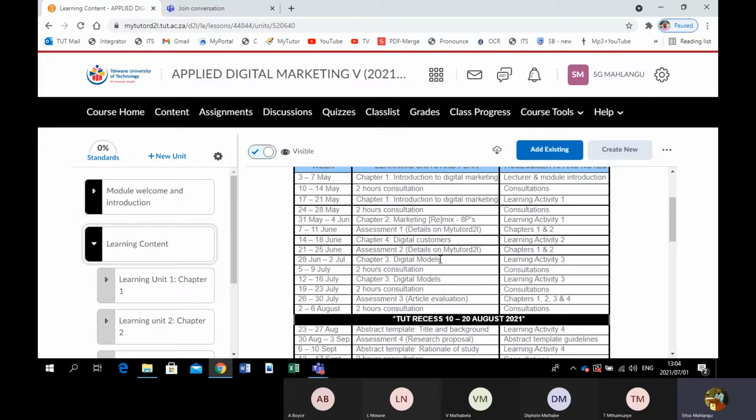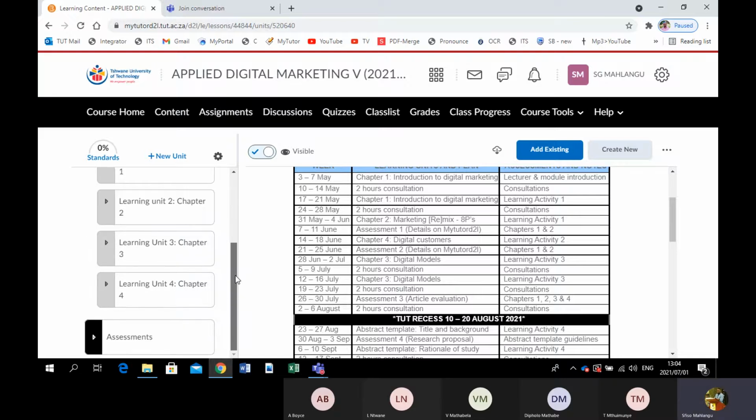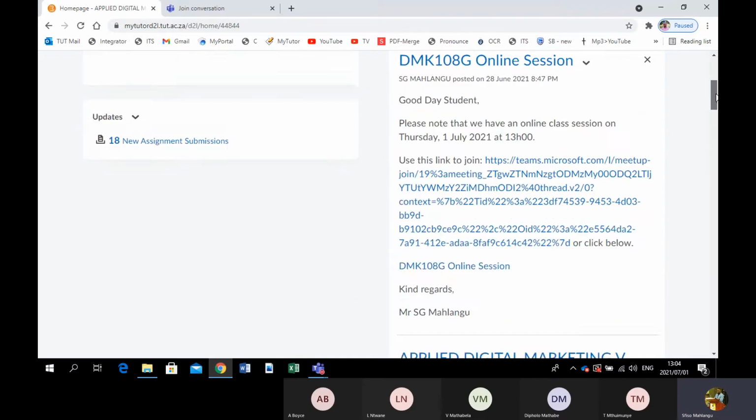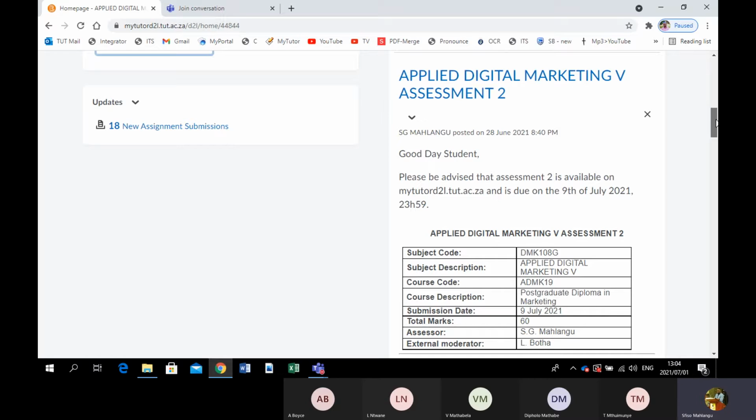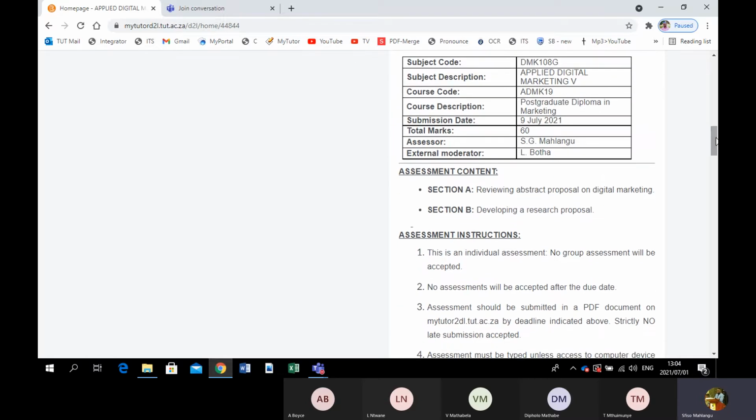Today we're just going to talk a little bit about that assessment, and if you have any questions regarding it, then we can clarify that. So if you go to the home page, the easy way to get the assessment, it's right here under announcement. So you will see, like I've indicated, that assessment is on the 9th of July. It's out of 60 marks.